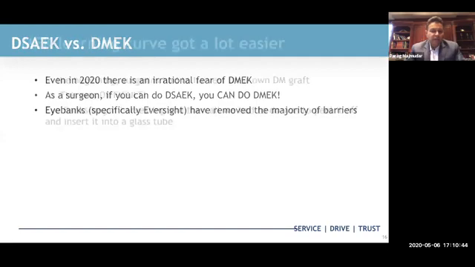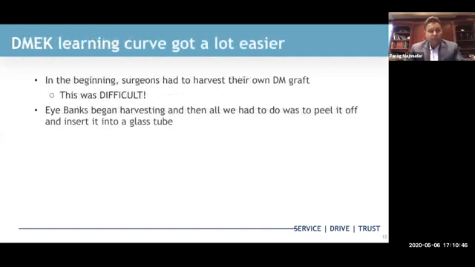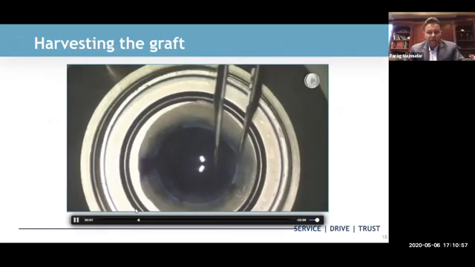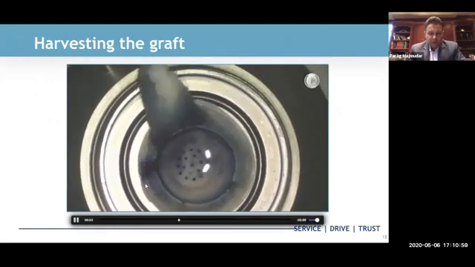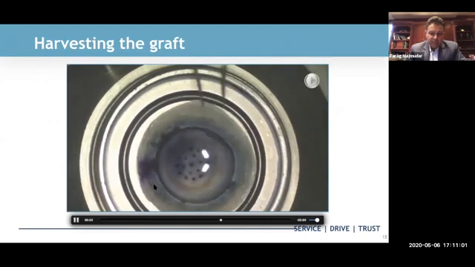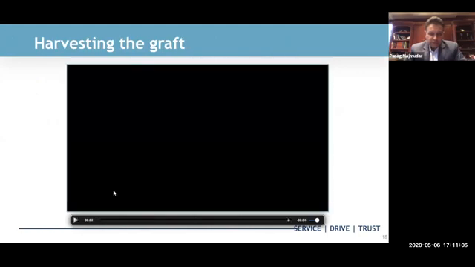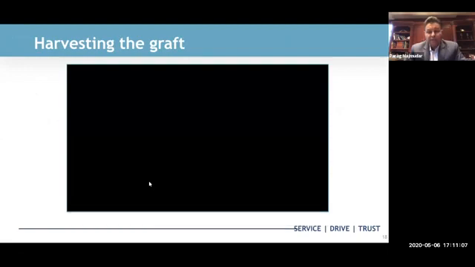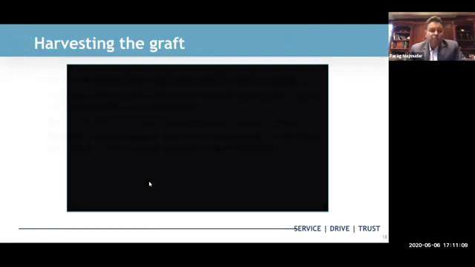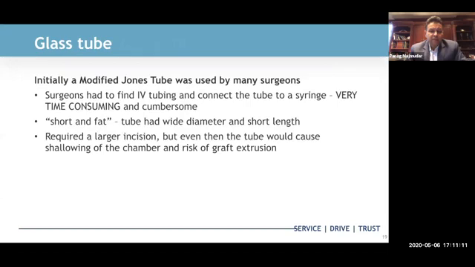And a lot of these barriers are in terms of the learning curve. I don't have to harvest my own graft. In the beginning, we had to take a graft like this, which was prepared, and I had to stain it and then peel it off and then put it into a tube and then implant it. I don't even have to do that anymore. And there are so many more advances that have been developed.